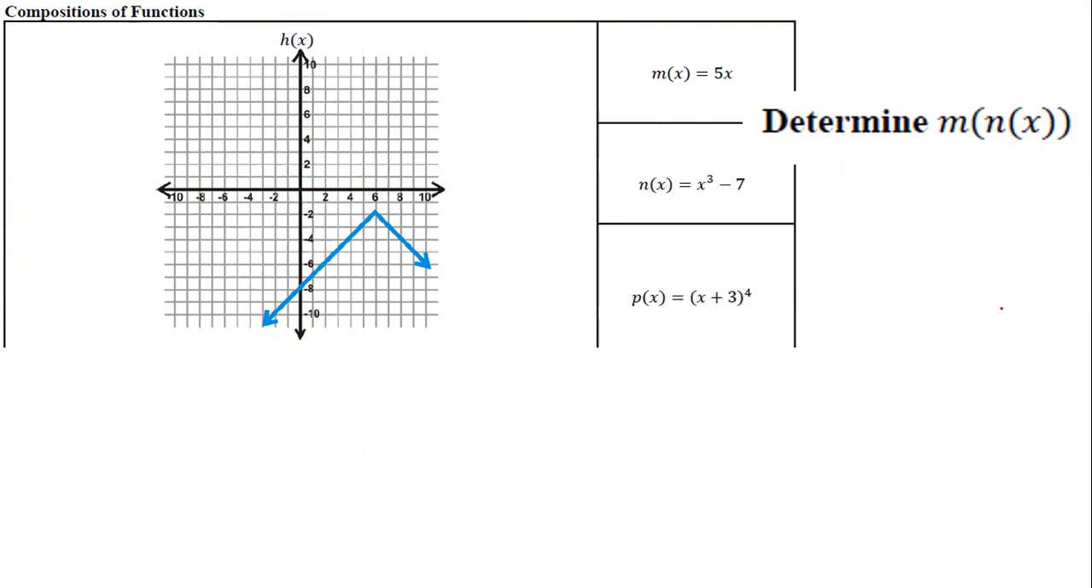All right, here we go. So remember with composition, you want to start from the inside. Okay, so we're going to start from the inside. And we have N of X. And N of X is what? X cubed minus 7, right? So now we're going to replace it. So it becomes M of X cubed minus 7. And when something is inside of the parentheses in function notation, that means it becomes the X value, right? So where M is 5X, instead of it just being X, it's going to be what?